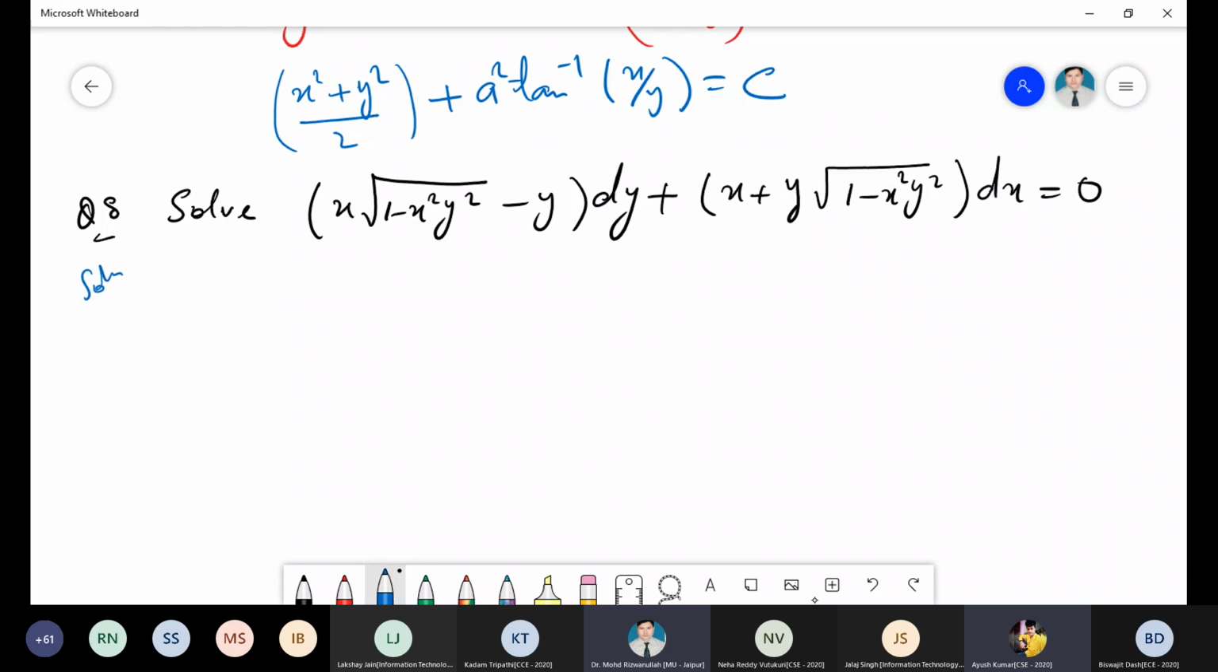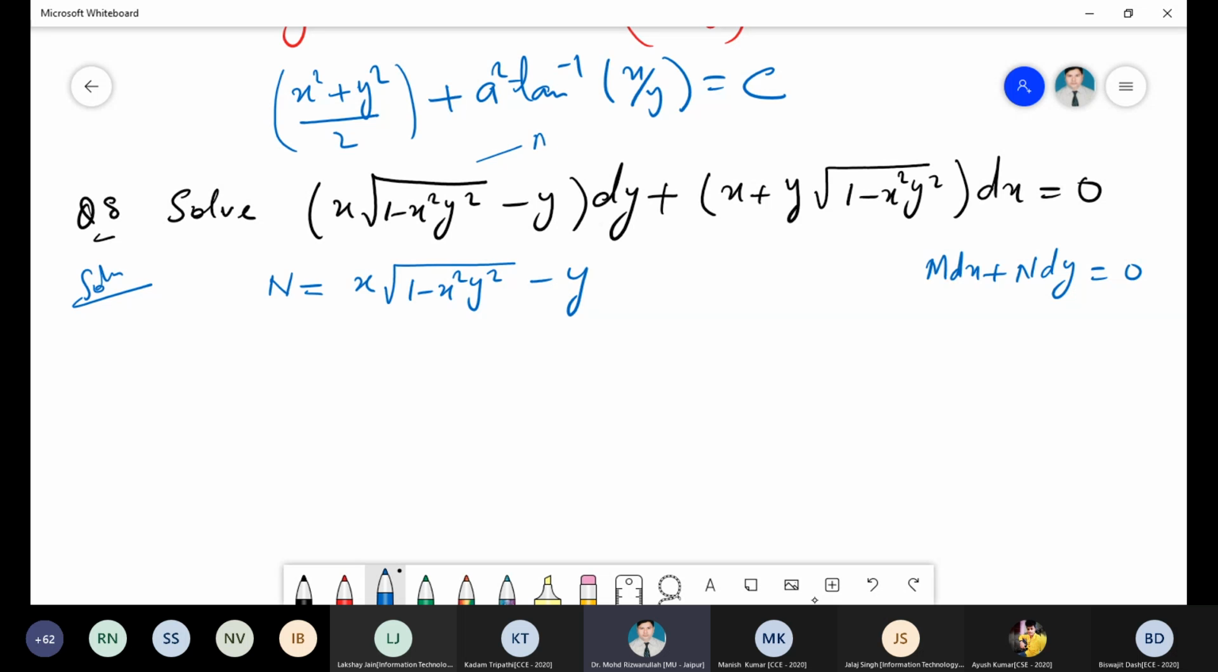That depends, sir, upon the last two terms I am getting in the integration: x into under root 1 minus x square y square dx, and then square root of 1 minus x square y square minus y. Is it correct? Is this n or m? N. Because you made a mistake: your form is m dx plus n dy equal to 0.